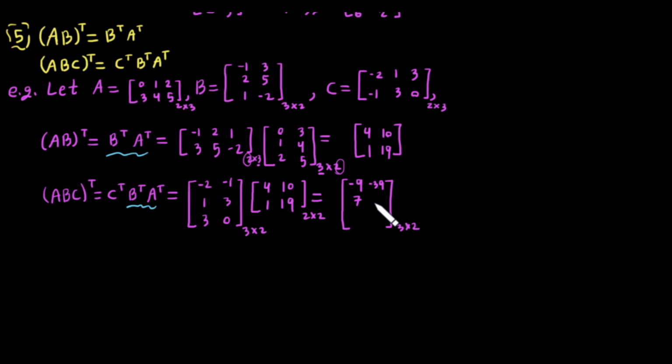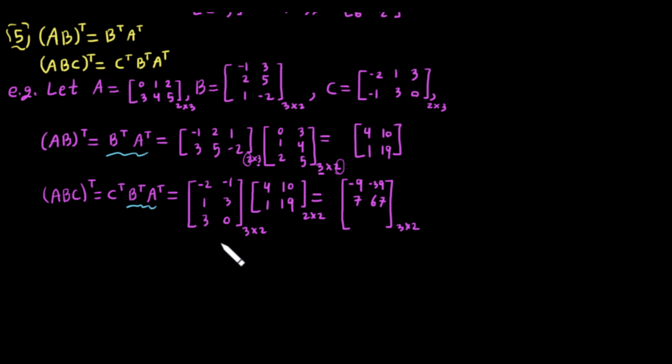To find this element here, I have to multiply this row by this column. 1 multiplied by 10, which is 10, plus 3 multiplied by 19, which is 57. 10 plus 57, which is 67. So here, 67.